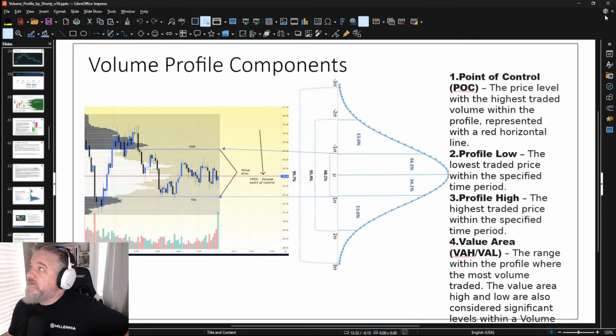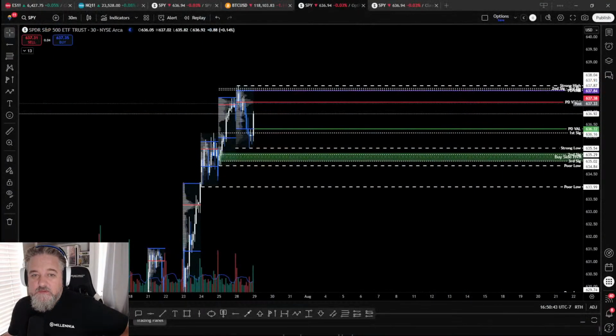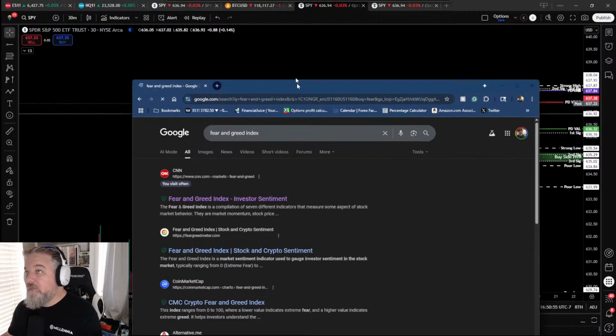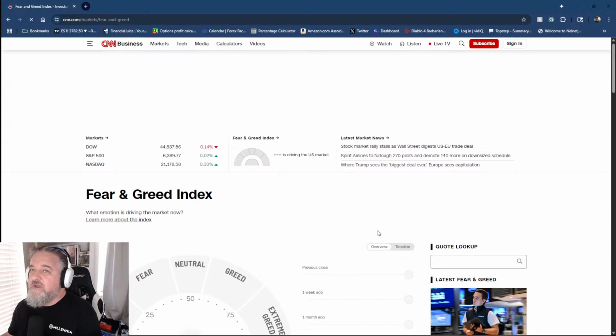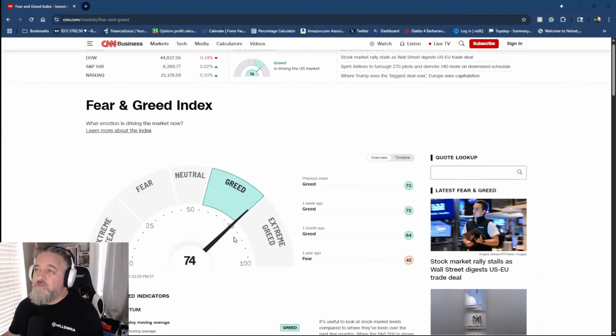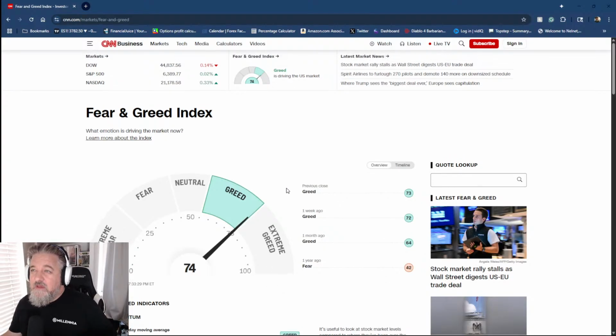All right, let me close this. Let's look at our news really quick, and then let's check out the Fear and Greed Index. Or actually, let's look at Fear and Greed first. Probably extreme greed at this point. No, we're still in greed. That's wild. I mean, we're right on the cusp of greed and extreme greed. I'm pretty surprised that we're here.